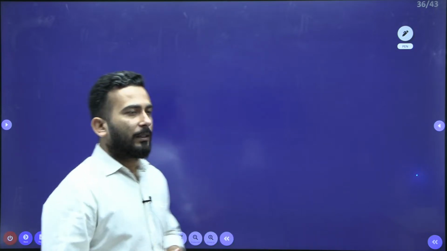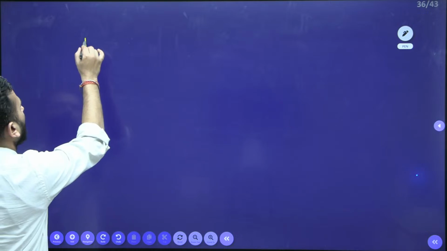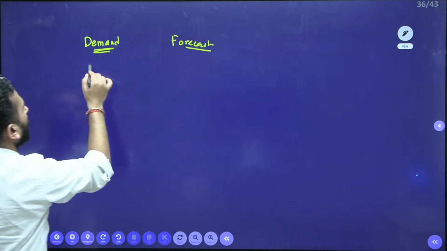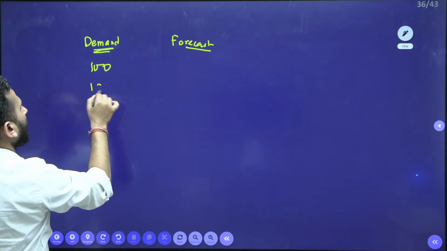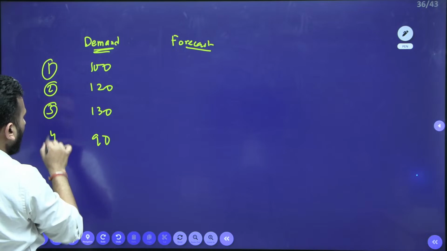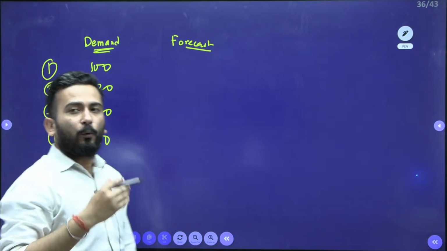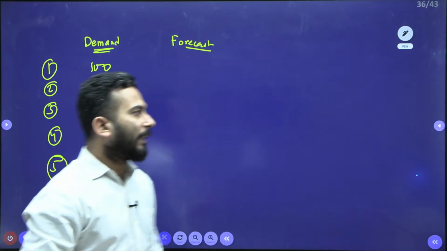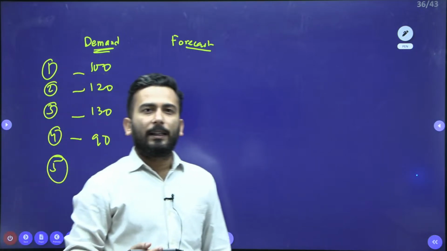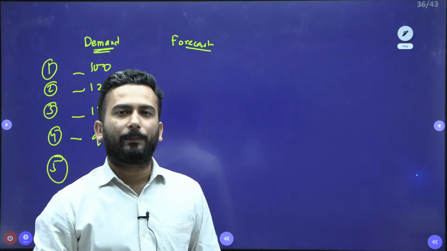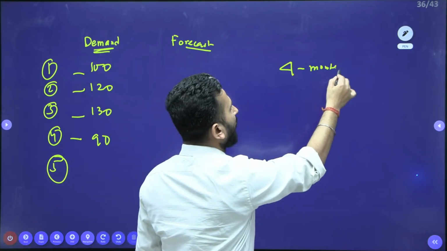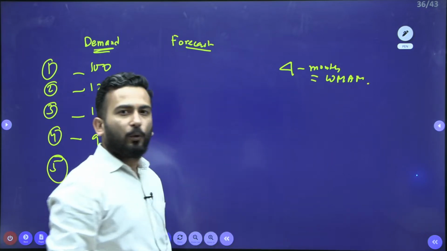Now what is weighted moving average method? Suppose the same example, actual demand they have given and we have to find out the forecast. Suppose 100, 120, 130 and 90. This is 1 period, this is 2 period, this is 3 period, this is 4 period, and they are asking you the forecast for the 5th period using weighted moving average method. That means we have to assign some weight to each of the periods. Yes or no? So how to do the weights? Suppose they give you the weights, it is very fine, it's easy. Suppose they have not given, in that case what you have to do? Suppose they are asking you 4 month weighted moving average method.